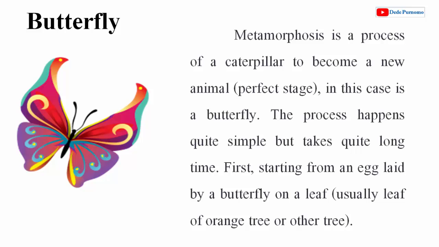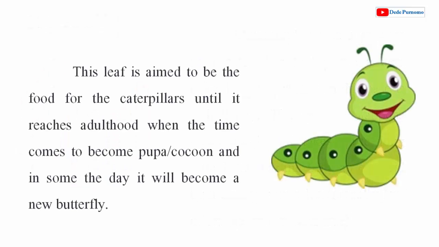The process happens quite simple but takes quite a long time. First, starting from an egg laid by a butterfly on a leaf, or usually leaf of orange tree or other tree. This leaf is aimed to be the food for the caterpillars until it reaches adulthood, when the time comes to become a pupa or cocoon, and in some days it will become a new butterfly.